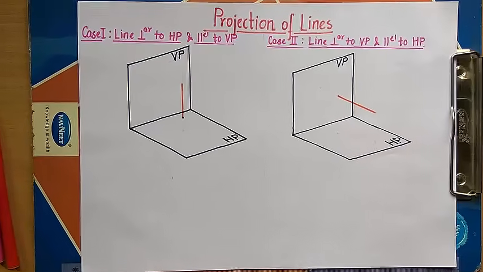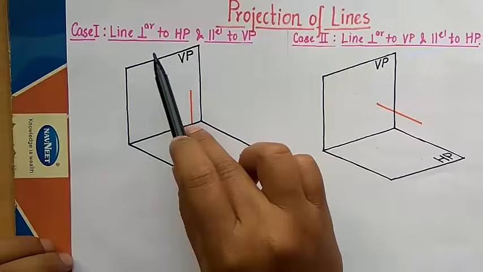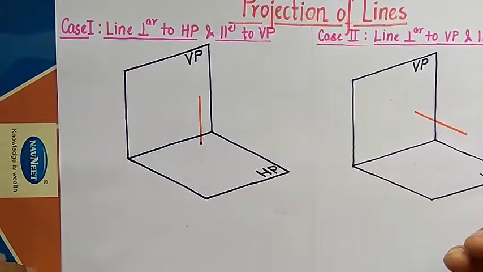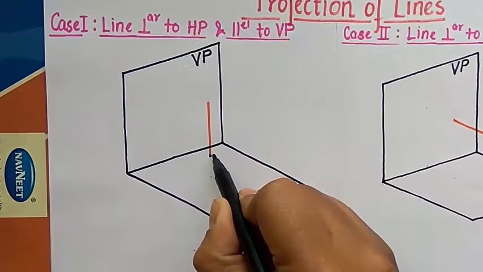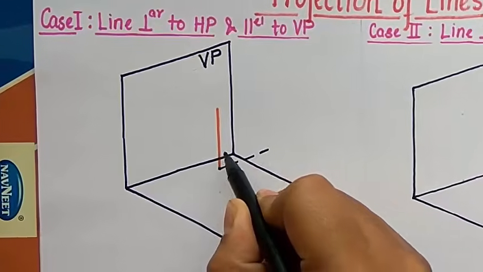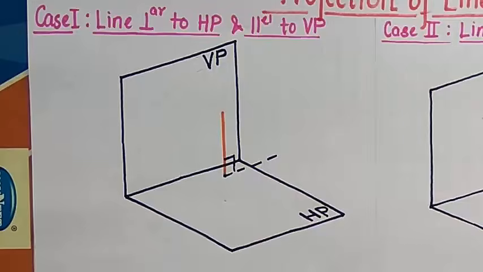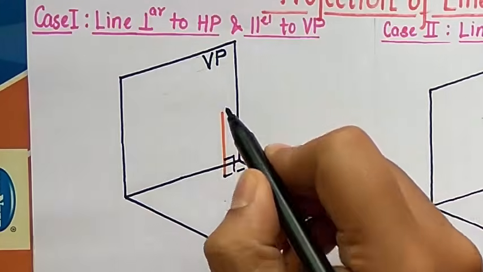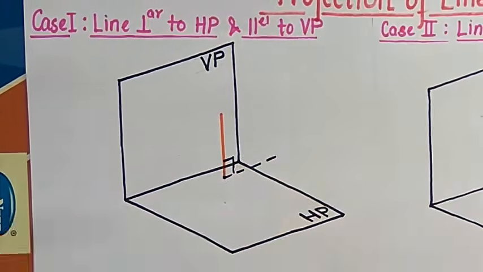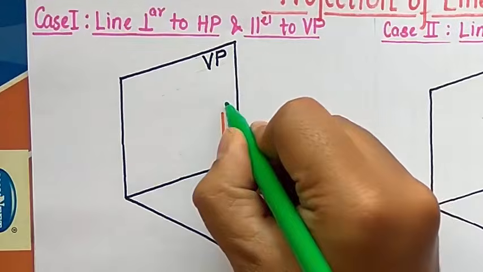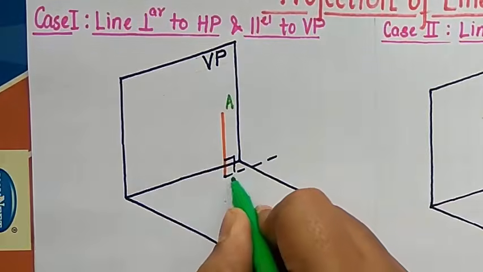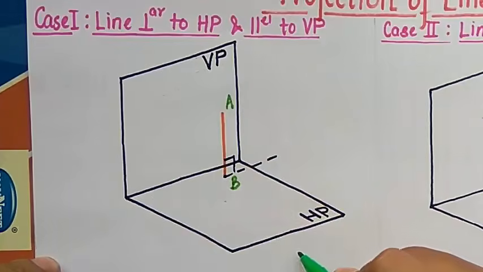So guys, this is going to be case number 1. You can clearly see that the line is perpendicular to HP and parallel to VP. So this is the line, and if I can show you this right angle over here, this is what you call the 90-degree angle that the line is making with the horizontal plane. Now the name of this line over here is AB, and we are going to look at this line from 2 different ways.